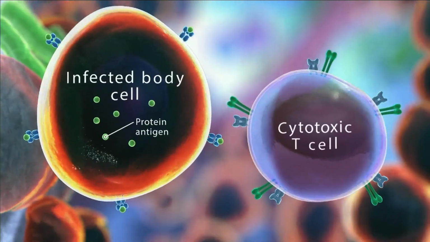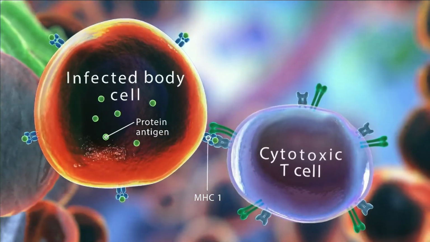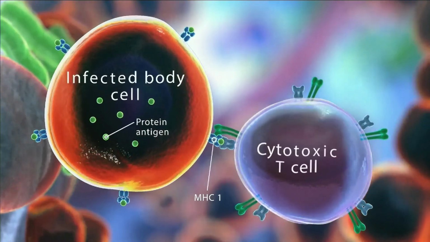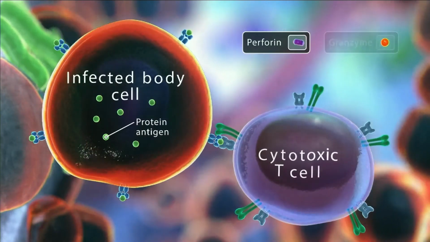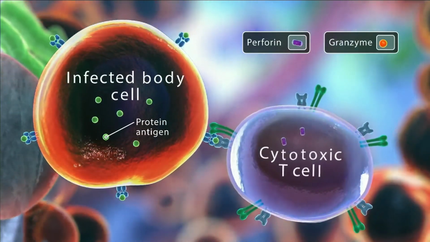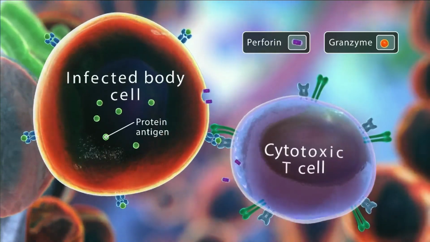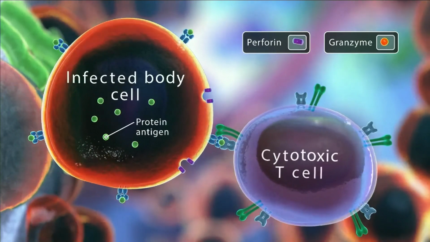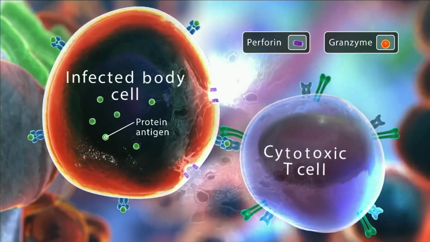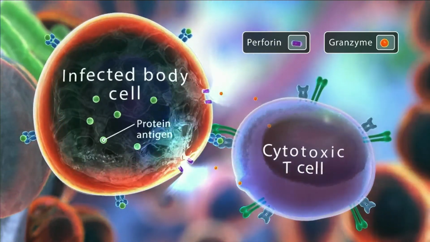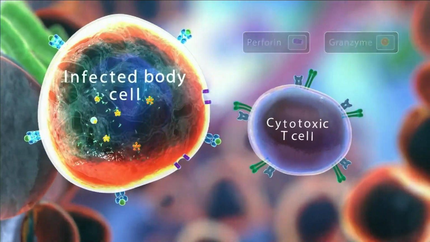Of APC and helper T cells, it recognizes the MHC1 complexes on the infected body cell's surface. Cytotoxic T cells then release two molecules, perforin and granzyme, in order to destroy the infected body cells and the pathogens that infect them. Perforin creates pores in the target cell membrane. The pores allow extracellular fluid to enter the cell, causing it to swell and potentially rupture the cell membrane. Granzyme then enters through the pores and causes the degradation of its proteins to ensure cell death.